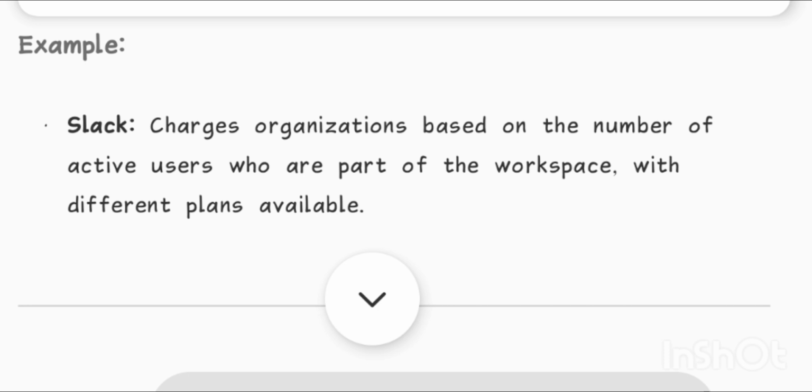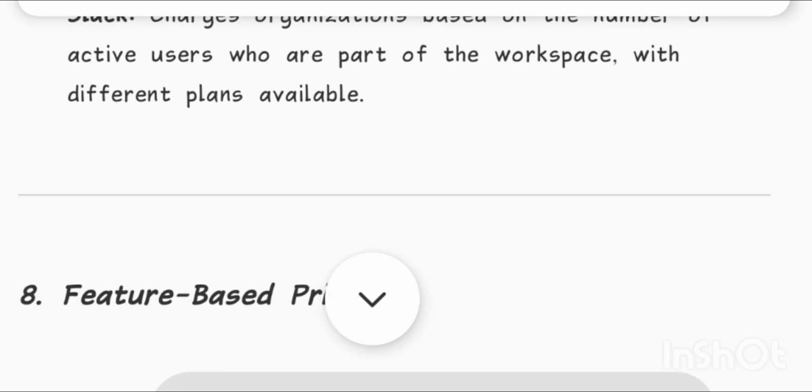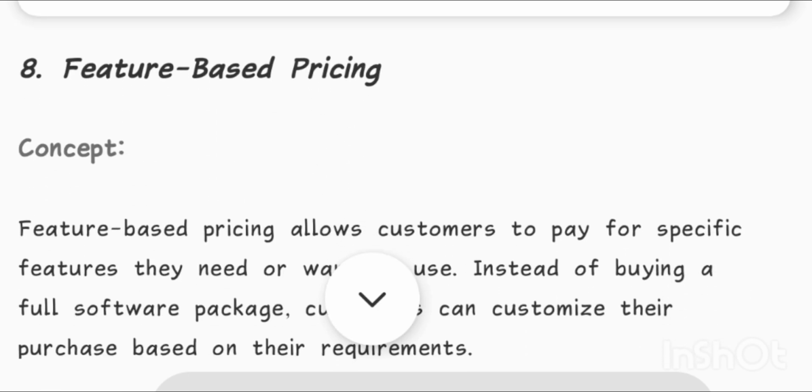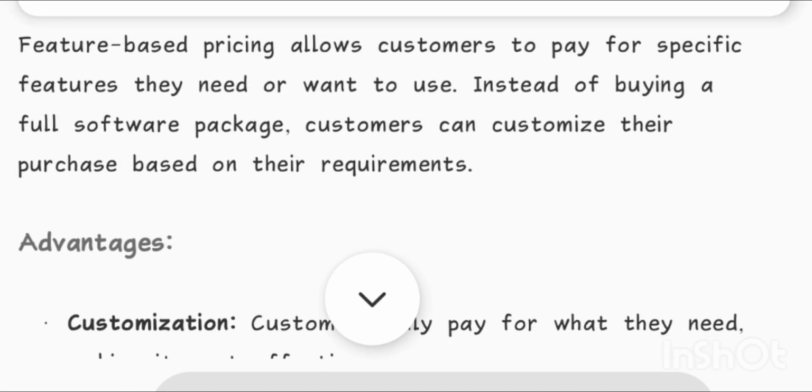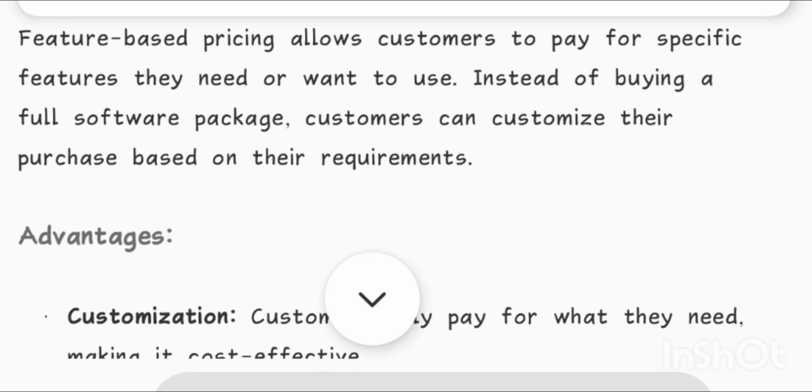Example, Slack charges organizations based on the number of active users who are part of the workspace with different plans available. 8. Feature-based pricing. Feature-based pricing allows customers to pay for specific features they need or want to use. Instead of buying a full software package, customers can customize their purchase based on their requirements.